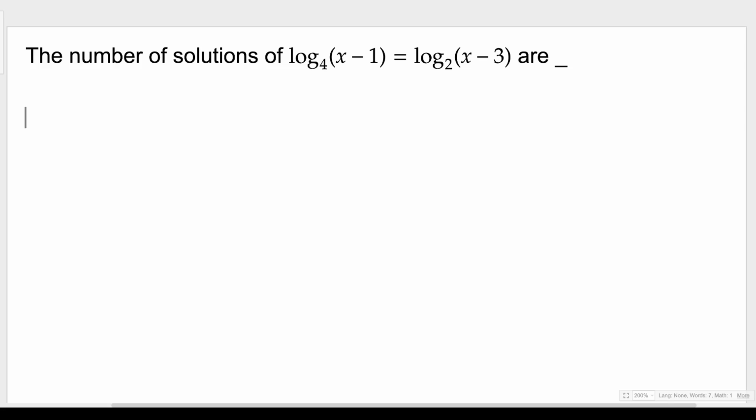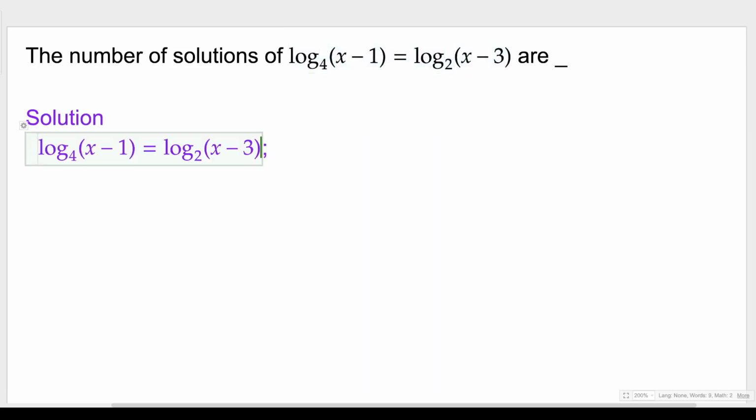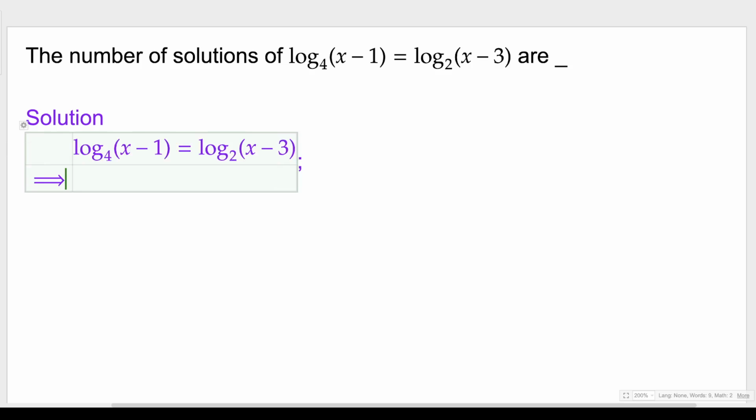Now consider this problem statement. We need to compute the number of solutions for which this particular logarithmic equation is satisfied, right? Consider this equation as log of x minus 1 in the argument, base 4, equal to log of the argument x minus 2, base 2, right? We'll be solving for x and check whether the logarithmic factor remains defined.